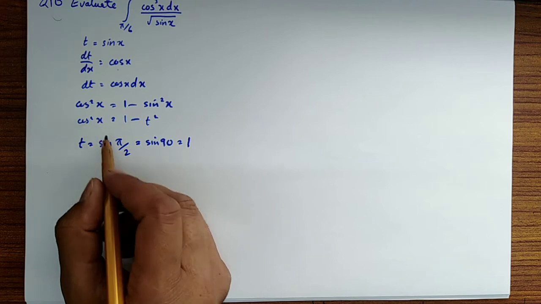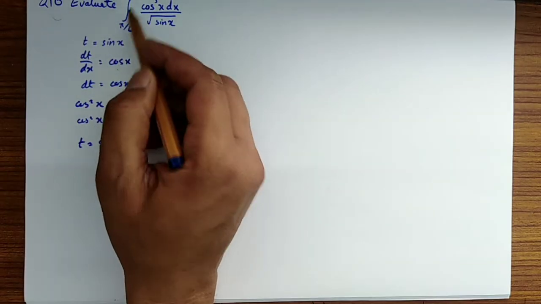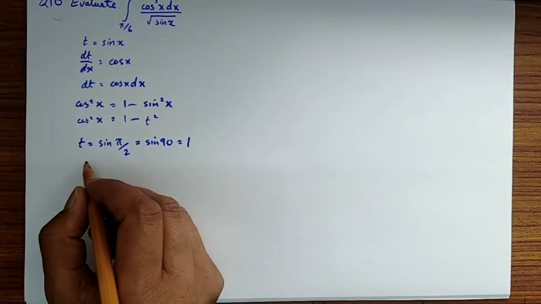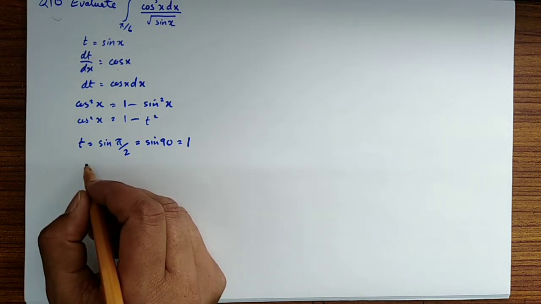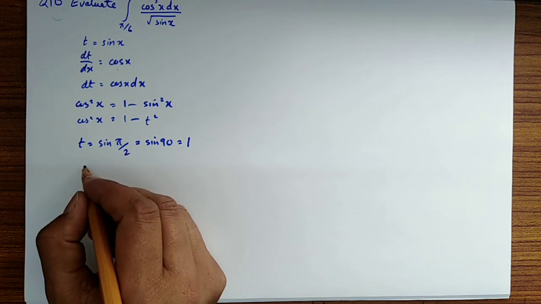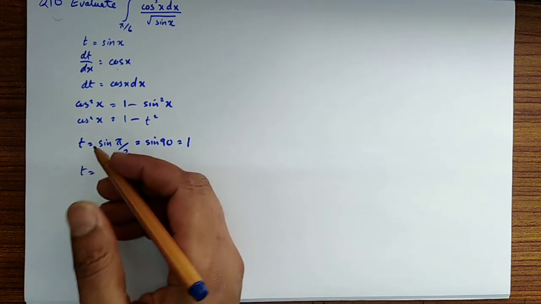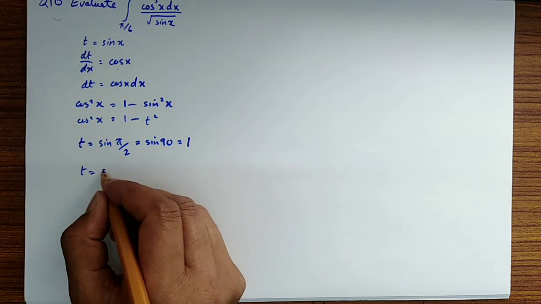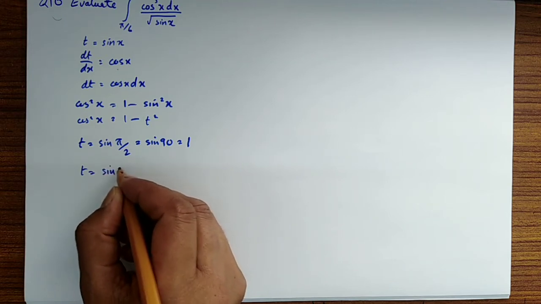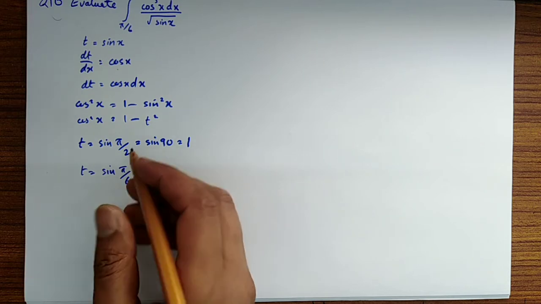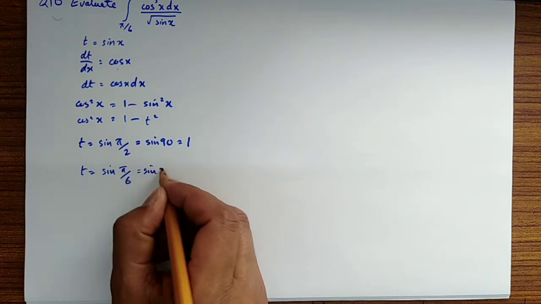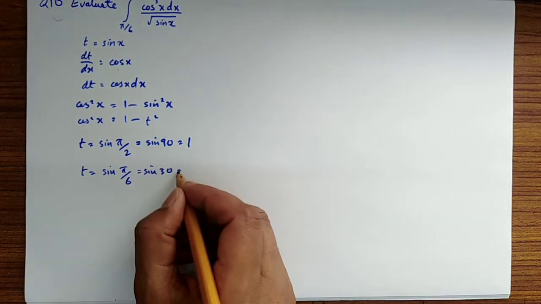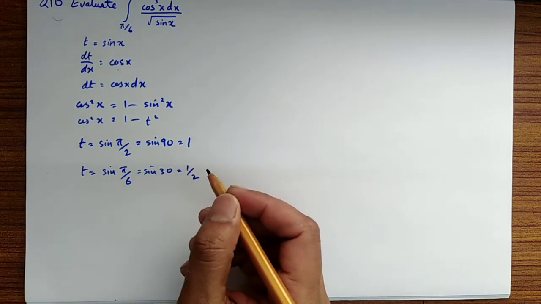In place of x, I am now changing the limits, so the upper limit is 1. What about the lower limit? That is t equals sine of the lower limit, pi upon 6, which is equal to sine pi upon 6, that is sine 30, and which is equal to 1 upon 2, right?